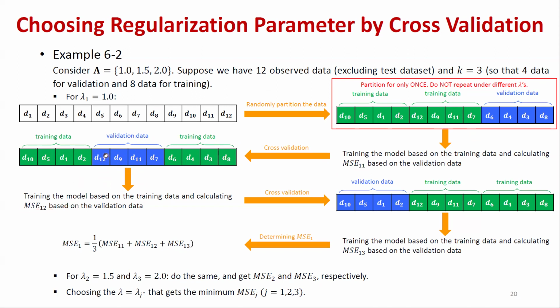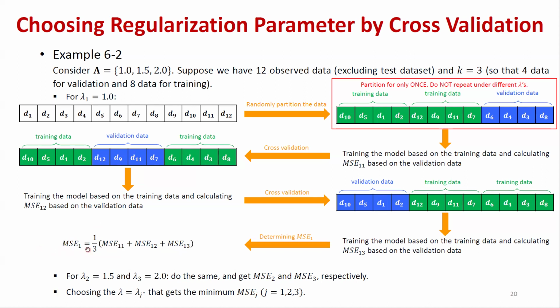The third time, again cross-validation, you're going to have the first group to be the validation data, and the second and the third group to be the training data. And you see the part of the blue color is the validation data. Last group, second group, first group, you see, cross-validation. And then you train the model based on these and calculate the MSE13. Now get the mean of the MSE, because you have K equal to 3 groups of the data. So your MSE1 equals 1/3 of MSE11 plus MSE12 plus MSE13.